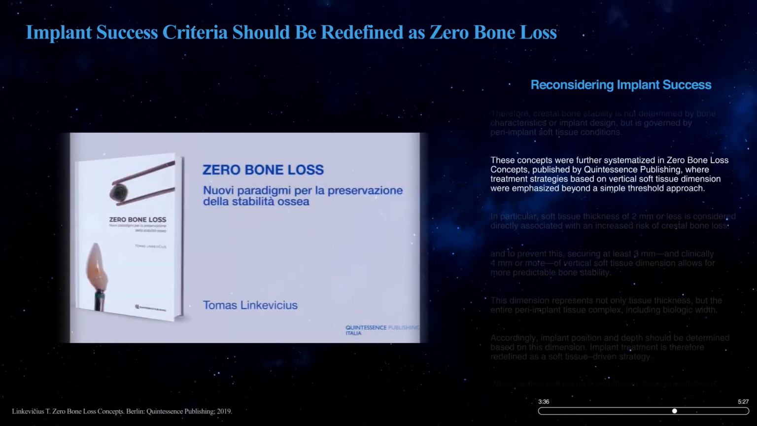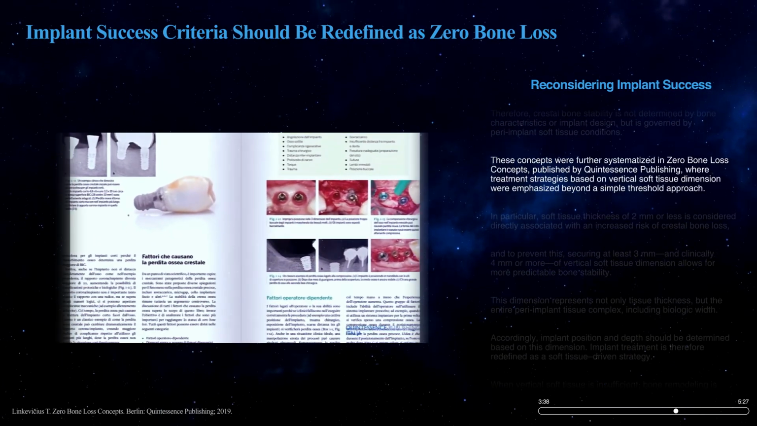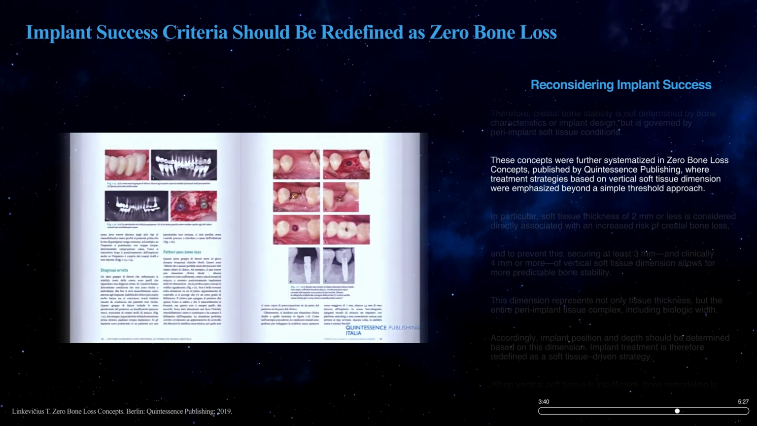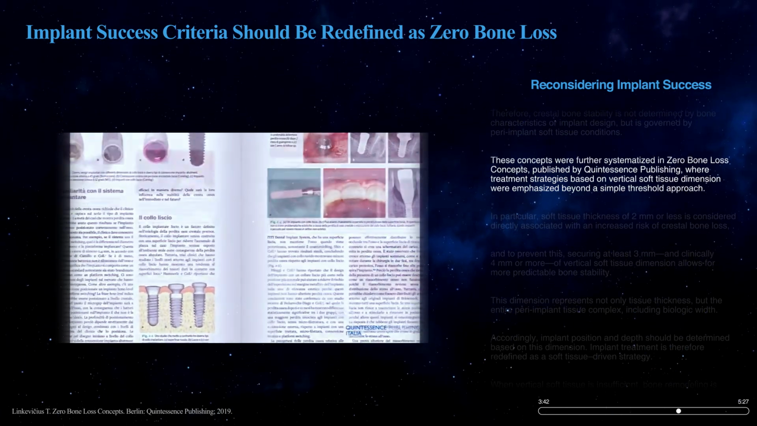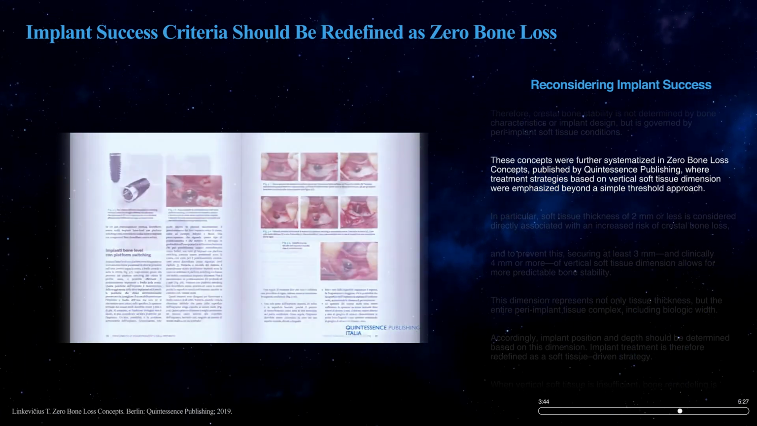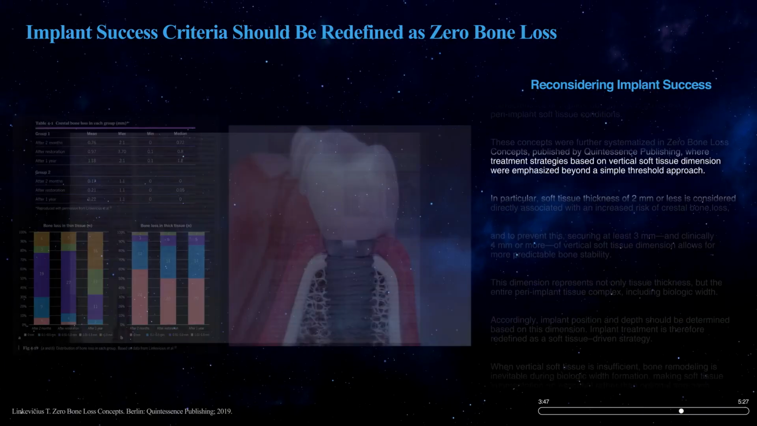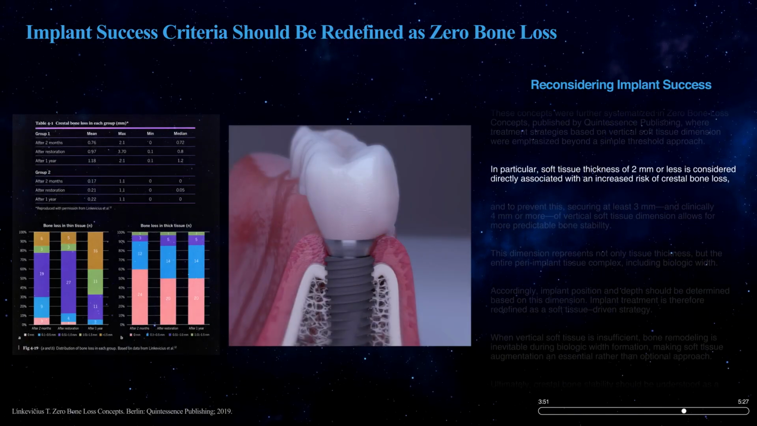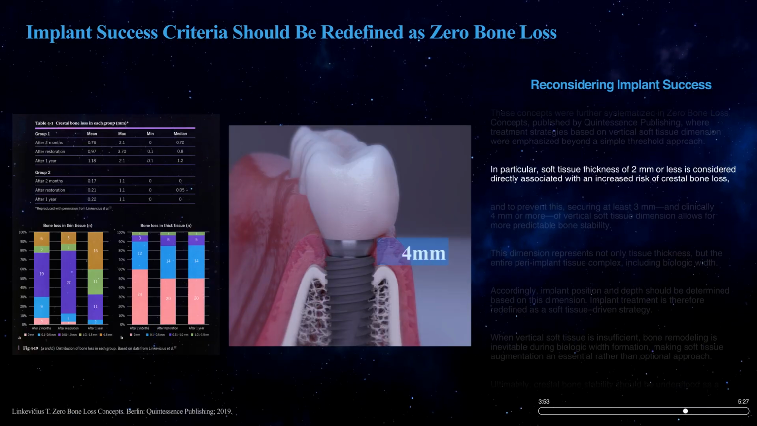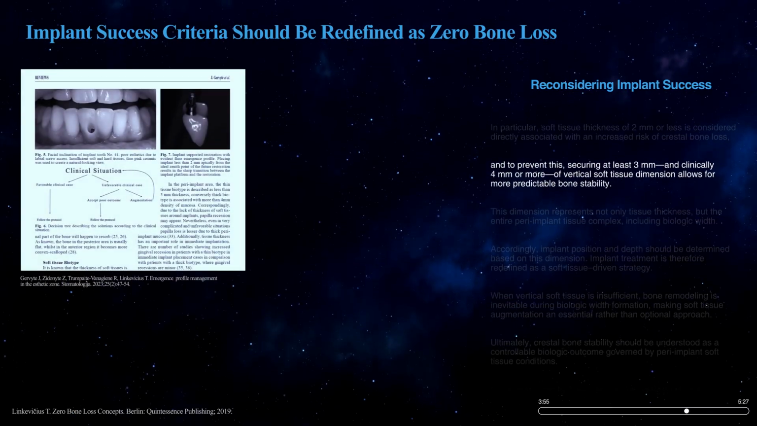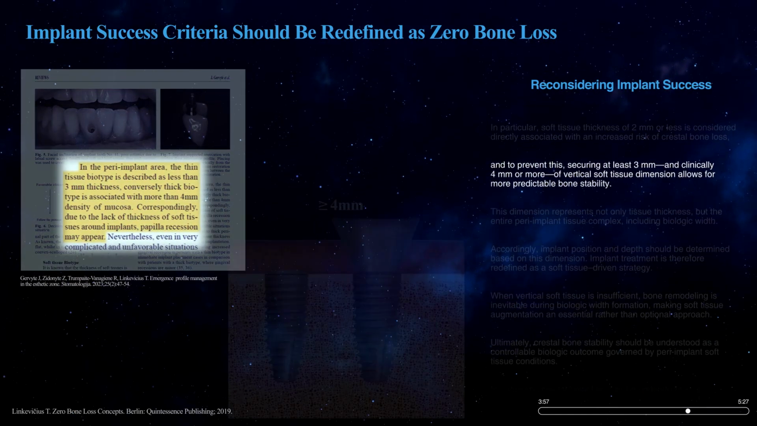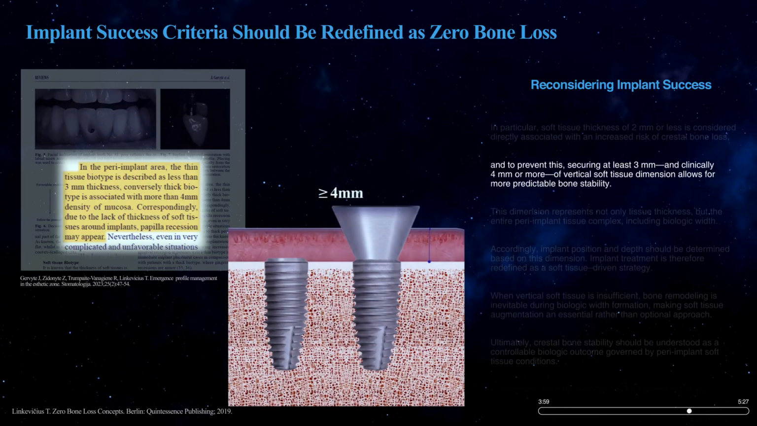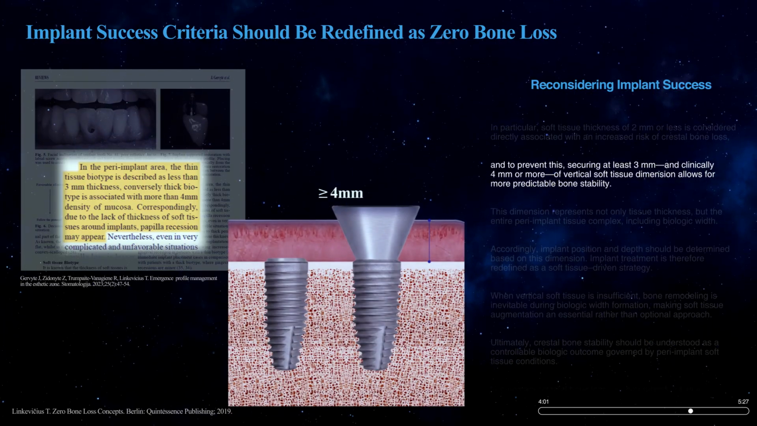These concepts were further systematized in Zero Bone Loss Concepts, published by Quintessence Publishing, where treatment strategies based on vertical soft tissue dimension were emphasized beyond a simple threshold approach. In particular, soft tissue thickness of 2 millimeters or less is considered directly associated with an increased risk of crestal bone loss, and to prevent this, securing at least 3 millimeters and clinically 4 millimeters or more of vertical soft tissue dimension allows for more predictable bone stability.